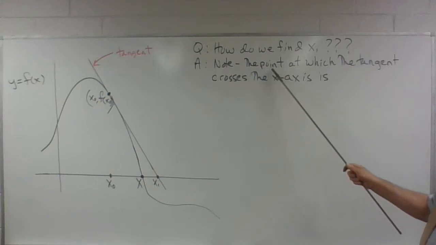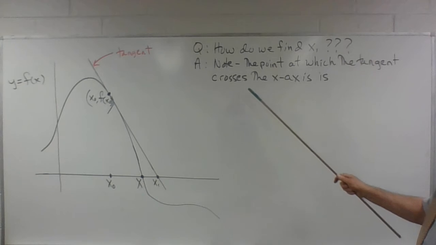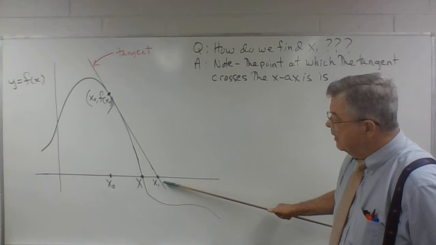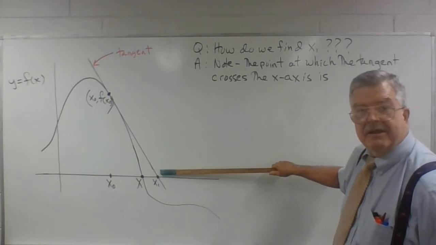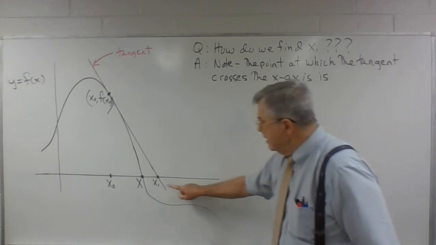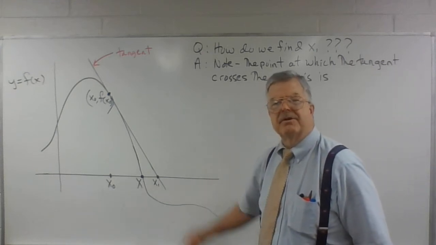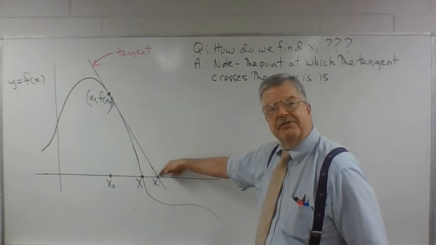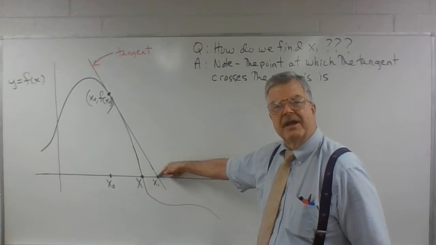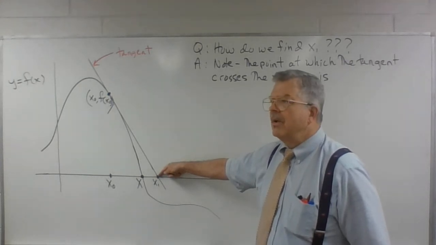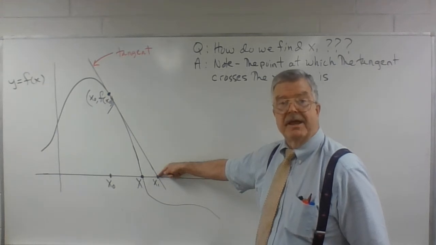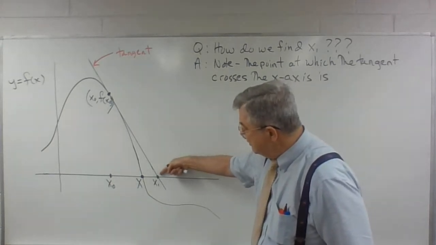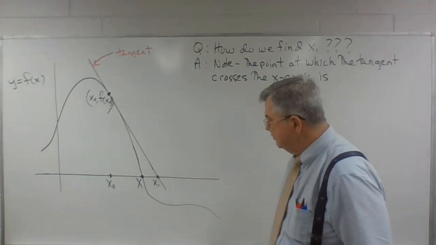Well, note this. The point at which the tangent crosses the x-axis, here's the tangent. The point at which the tangent crosses the x-axis, the x-coordinate is x1. What on earth is the y-coordinate? What is the y-coordinate where this tangent line crosses the x-axis? Well, the y-coordinate of every point on the x-axis is 0, right? So the coordinates of this point are x of 1, 0.